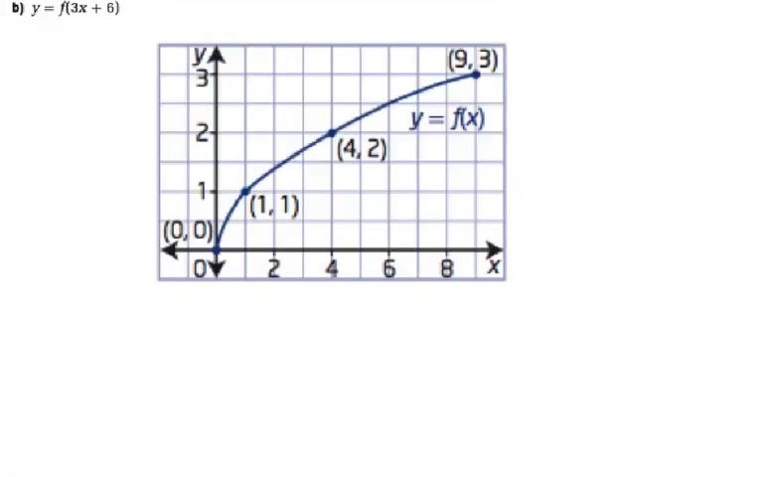Moving on to example B. B's been given in a bit of a confusing manner. We have f(3x + 6). We have two transformations, but they're not 3 and 6. In order for this to actually work, we have to factor out that 3. So really this would be y equals f(3(x + 2)).